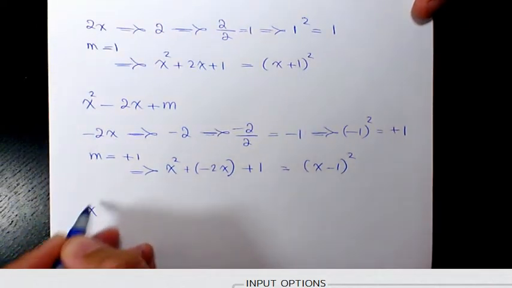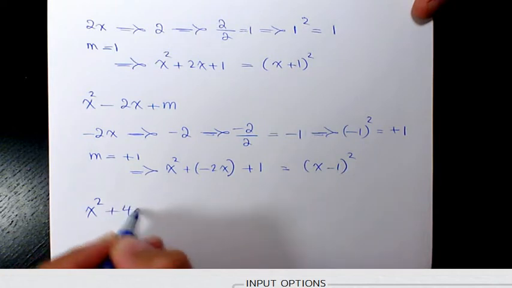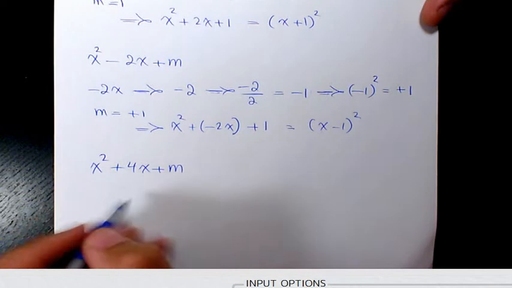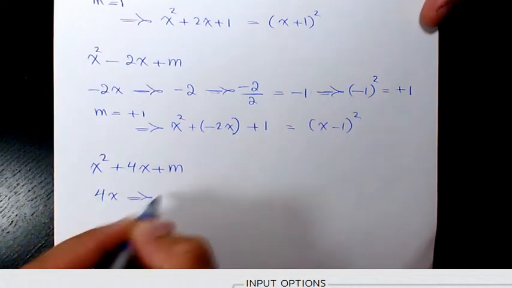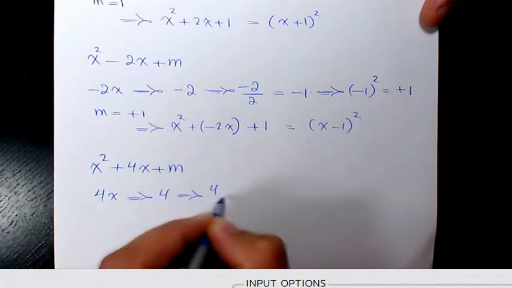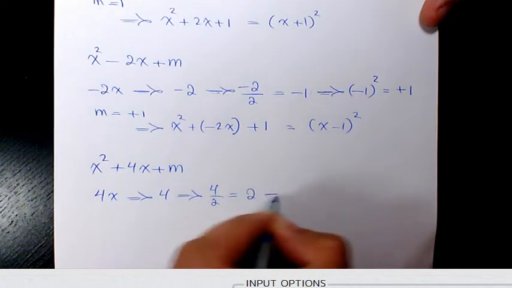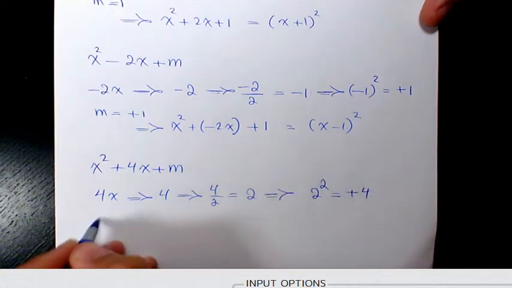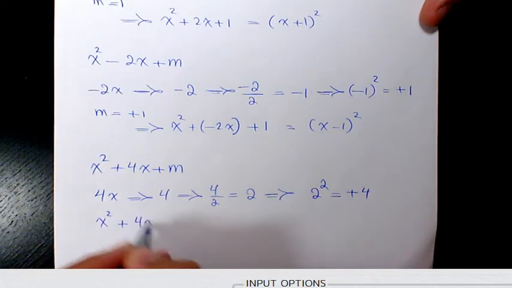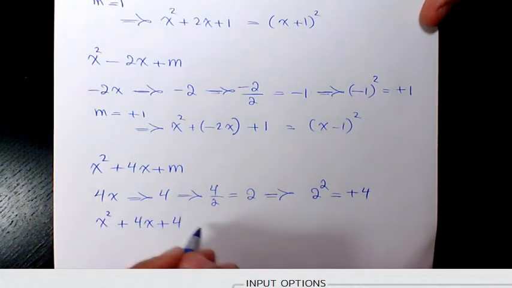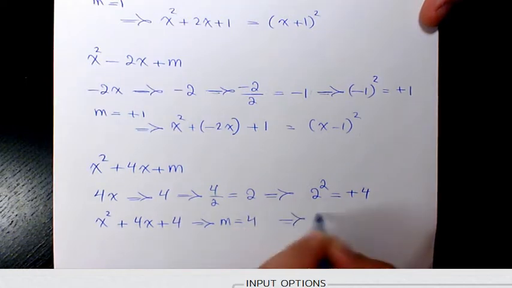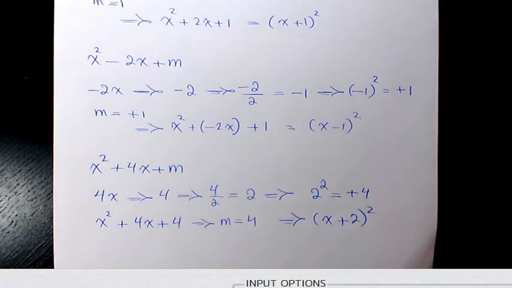Next example, x squared plus 4x plus m. What is going to be the value of m in here? We have 4x, the coefficient is 4. We divide it by 2, it will be 2. Then 2 to the power of 2 is positive 4. So we have x squared plus 4x plus 4. m is 4. When you factor that, it's going to be (x plus 2) to the power of 2.